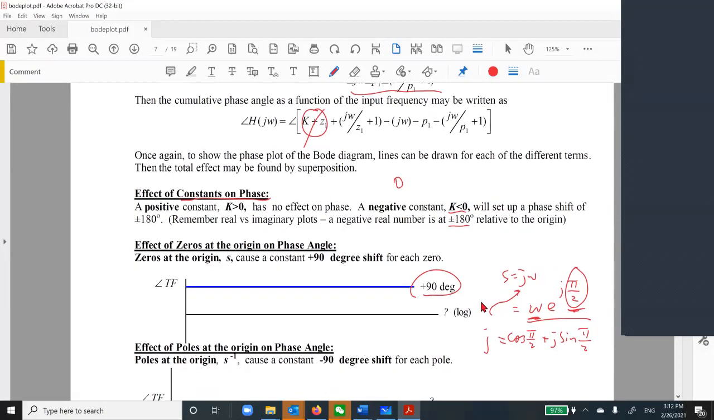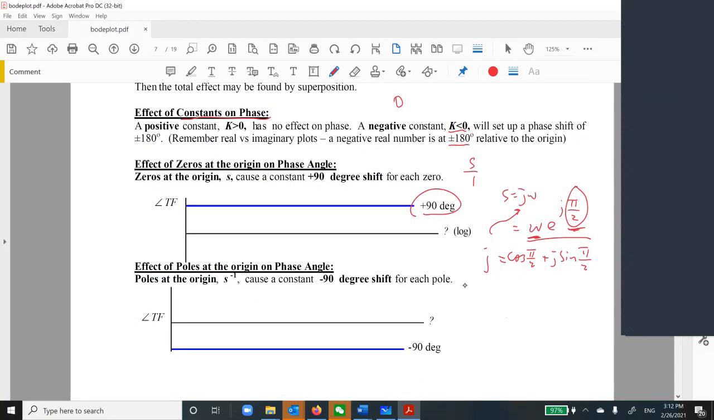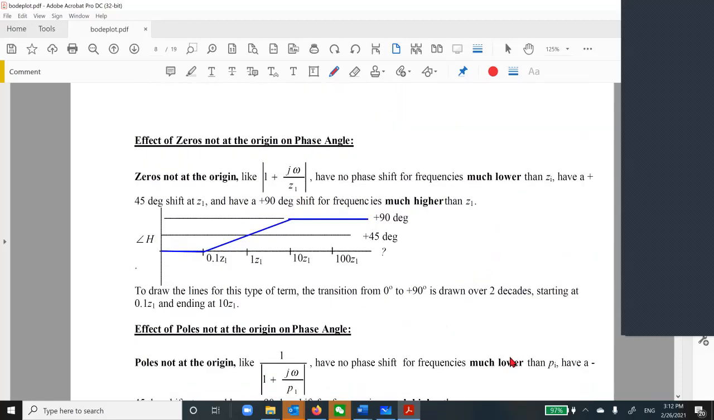Similarly, this is for s divided by 1. What if you have 1 divided by s? Then it's the opposite, so it's a negative 90 degrees. But what about something more interesting? There's a rule of thumb for how you can do that.